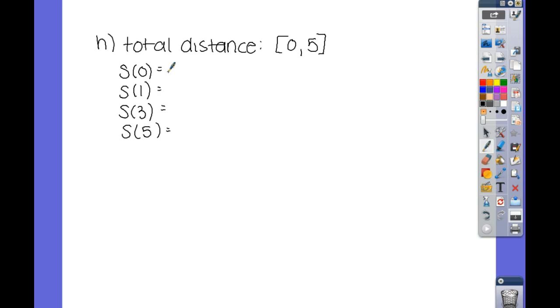S of 0 we said was, S of 1 we said was, S of 3 we do not know. Oh, it's S of 3, 0. We don't know S of 5, sorry. I got ahead of myself. S of 5 we have to plug in.